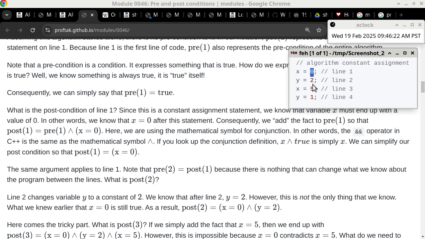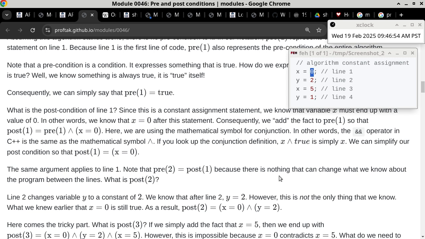Okay, so we look at what line 2 is going to do. Line 2 is doing one really simple thing. All it does is to say, oh, y now becomes 2. So the post condition of line 2 is really just, x is not affected, so x still has a value of 0, but y is changed to a 2. So after line 2, we know for sure that x equals 0 and y equals 2. Does that make sense?